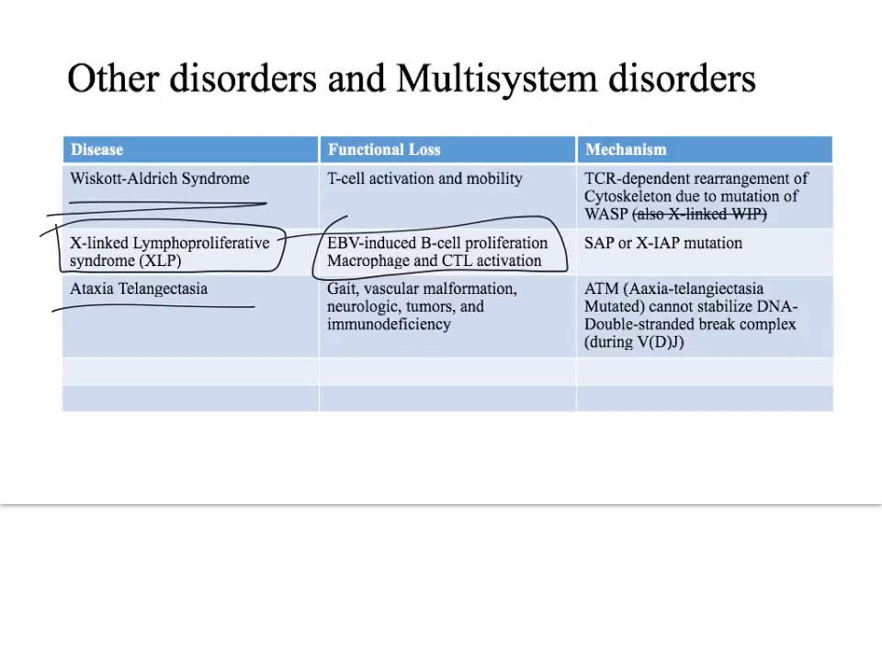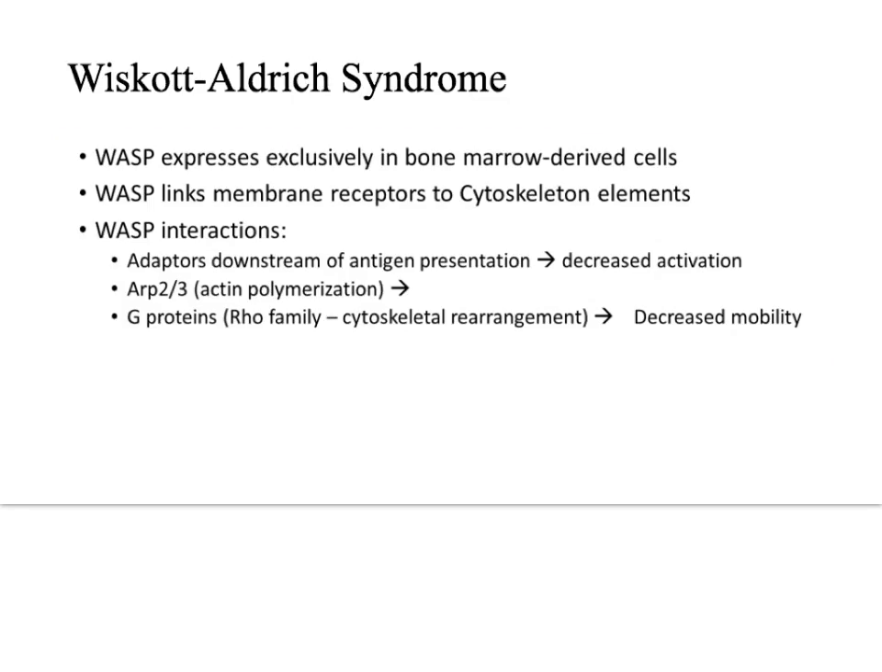Now, with Wiskott-Aldrich syndrome, you can get it from the WASP protein, or you can get it from an X-linked WIP protein. We're not going to be covering this because it's the exact same presentation. WIP is a protein that's attached to WASP and participates in the signaling. So it's the exact same phenotype. It's just a different gene that's mutated. Okay, so we have a protein called the WASP protein. It stands for Wiskott-Aldrich Syndrome protein. It is expressed exclusively in bone marrow-derived cells.